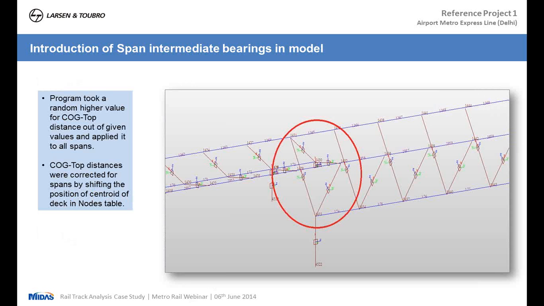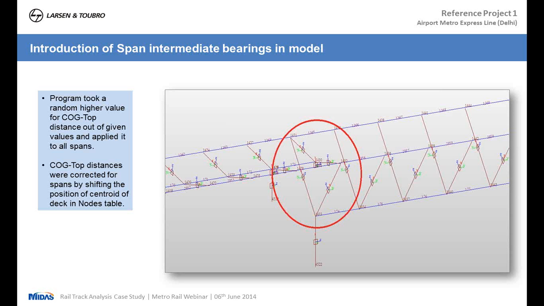As shown earlier, there were different COG to top distances for some decks. Now what we noticed was that the program took a random higher value for COG to top distances, and it applied to all spans. So what we did, we corrected COG to top distances for each span by shifting the position of the centroid of the deck in the nodes table.